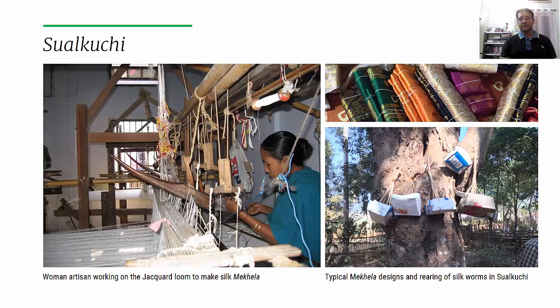The first one is Swalkuchi. Swalkuchi is a small village in the northeastern part of India in the state of Assam, and it is famous for silk. Three types of silk specifically: Tussar, Mulberry, and the more famous one is the Muga silk. The village of Swalkuchi has organized itself in such a way that all the members in the village somehow or the other contribute to production, development, knowledge generation, design, and other activities of silk weaving. As you can see in the picture, this is a silk weaver using a jacquard loom, the kind of products that are produced there, and the third is how silkworms are reared.